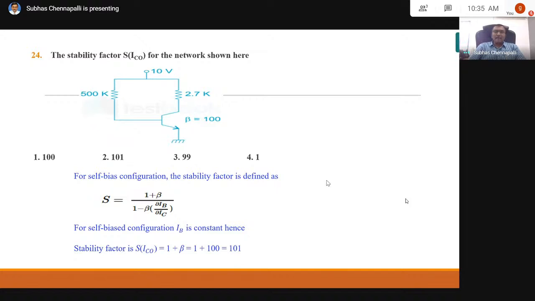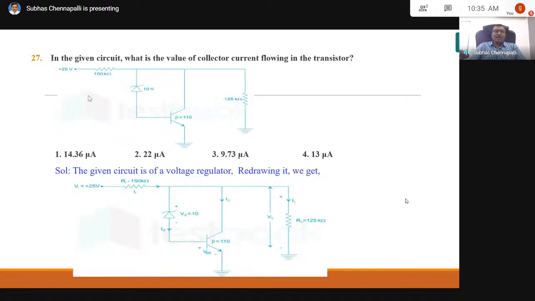In the given circuit, what is the value of the collector current flowing in the transistor? This is what is asked. So you have 25 volts here, then 150 kilo ohms. This you need to remember. Then this current through this resistor partly flows through this diode, and flows through the collector and through the load.